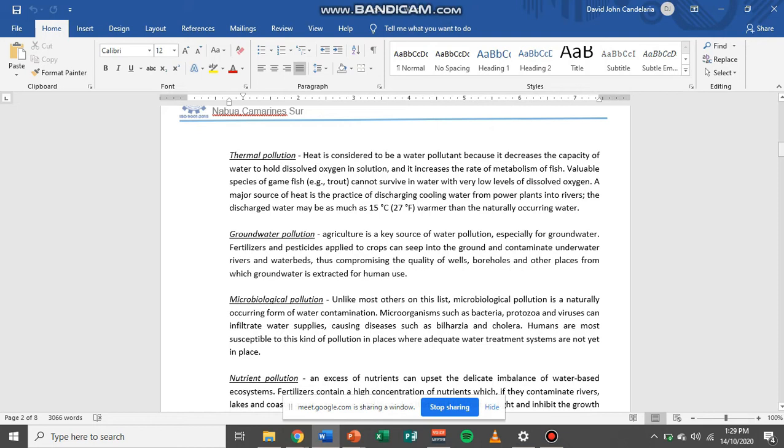So, what will happen is madidisrupt yung processes doon, especially yung food cycle na meron. Kasi wala na yung predator na nandoon. So, ma-upset yung balance ng aquatic ecosystem na meron. So, ito yung isa sa mga consequences ng elevation in temperature or yung ating thermal pollution sa tubig.